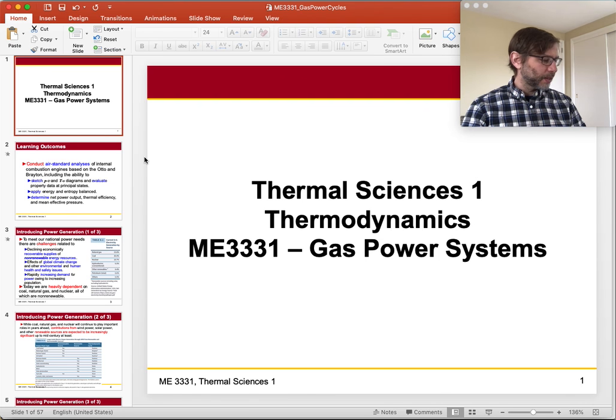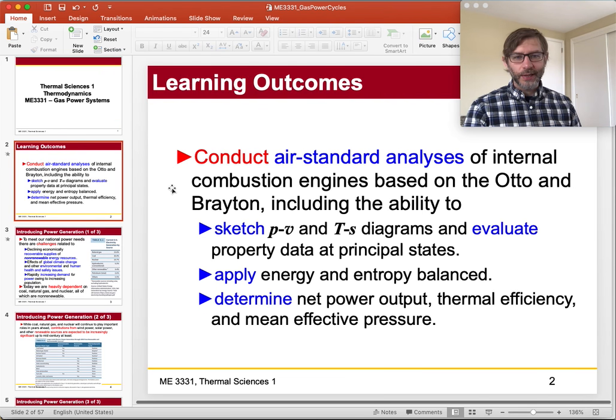It's not ideal, but we'll get you as far as we can with the gas power cycles, and hopefully you can understand it. The nice thing about these lectures is you can just go back and look at them over and over again if you like. And you have the slides as well, posted on Canvas.